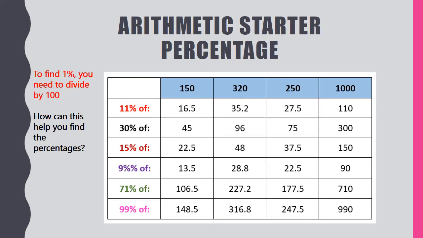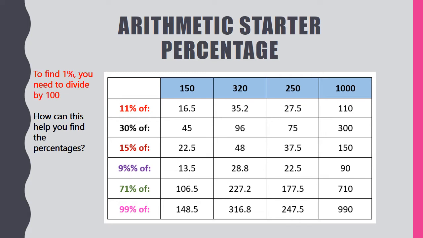Let's go through our answers. So on screen you'll see we have 150. To find 11%, you'd find 1% first. 1% is 1.5 and then you do 1.5 multiplied by 11 to get 16.5. For 30%, you'd need to find 10% first. So 10% of 150 is 15. And then to get from 10 to 30, we multiply by 3. So we do the same with our 15. 15 multiplied by 3 gives us 45.